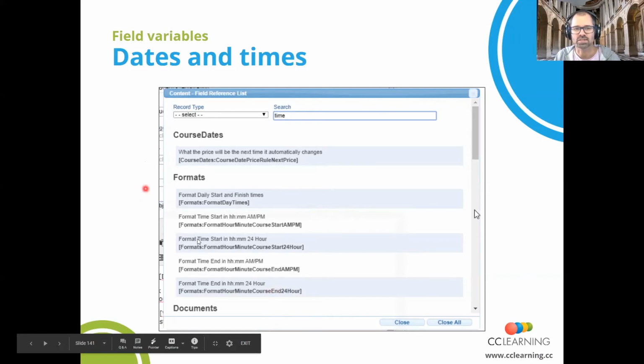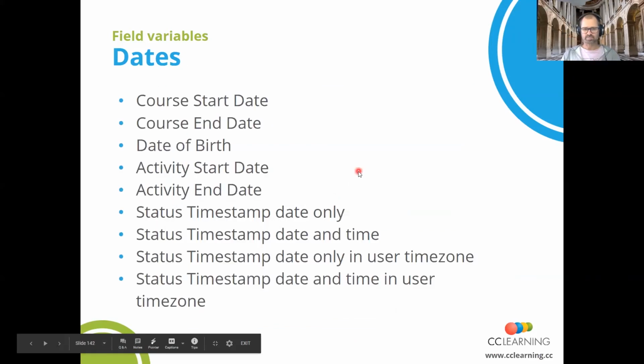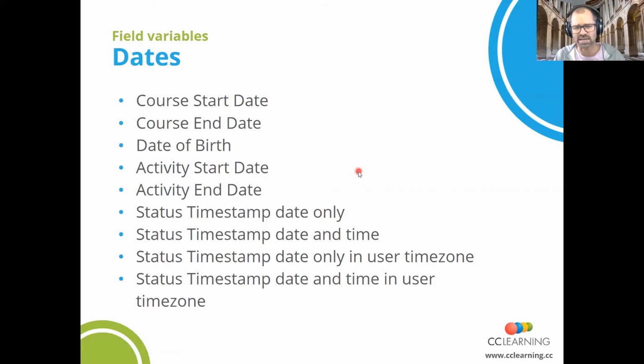So this is dates and times. Here's a variety of different dates that you might be interested in. These are the names of the fields, so if you were to type these in, they should come up in your search. Some of them are pretty obvious: course start date, course end date, date of birth.